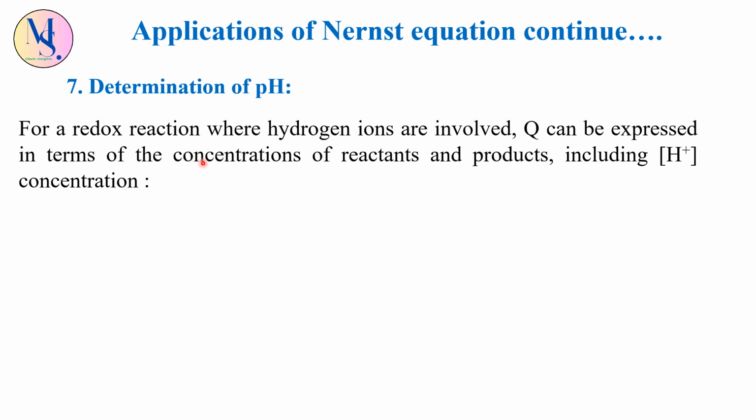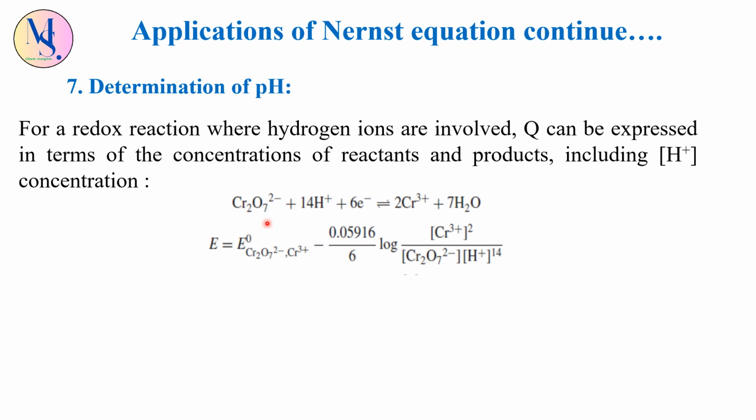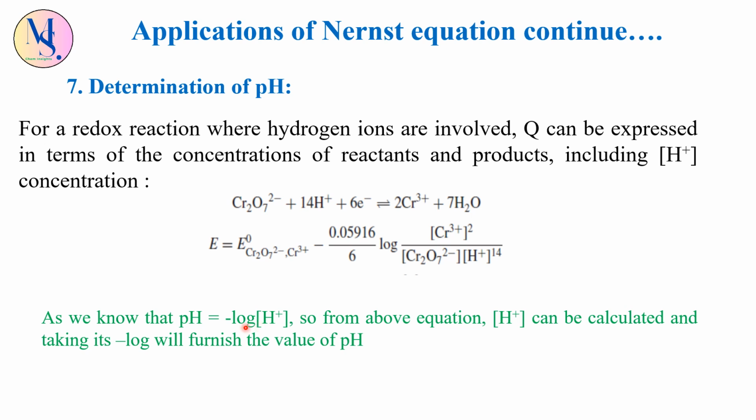Nernst equation is also helpful to determine the pH of a solution which involves hydrogen ions. So the reaction quotient can be expressed in terms of concentration of reactants and products including hydrogen ion concentration. For example, this is a reduction process in which chromate ions and hydrogen ions are getting reduced and this product is formed. The Nernst equation for this process can be written as this, where the hydrogen ion concentration is written in denominator, and as we know that the negative log of hydrogen ion concentration is equal to pH. So from this equation we can easily determine the pH of that particular solution.